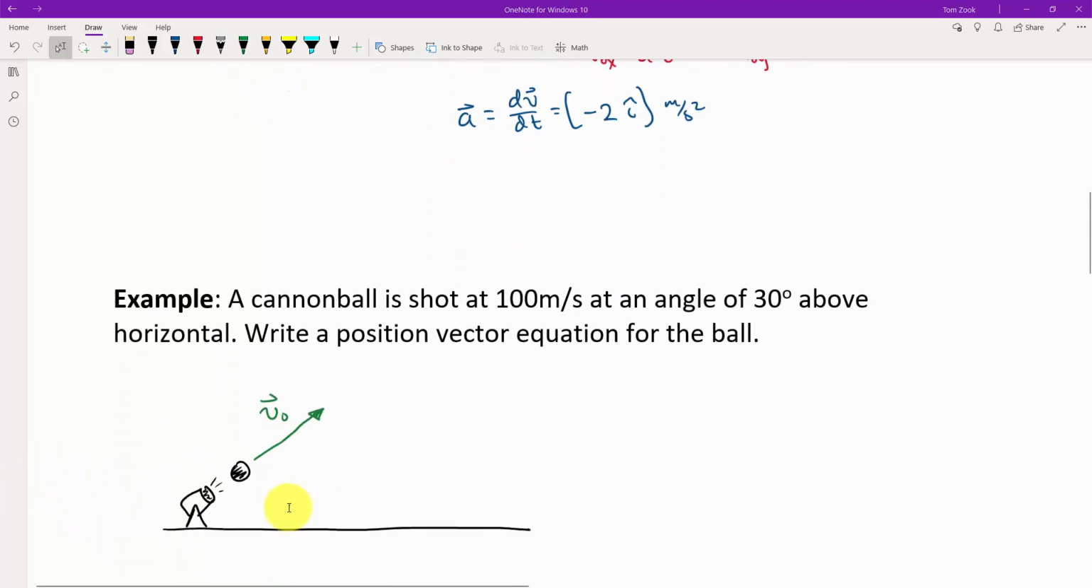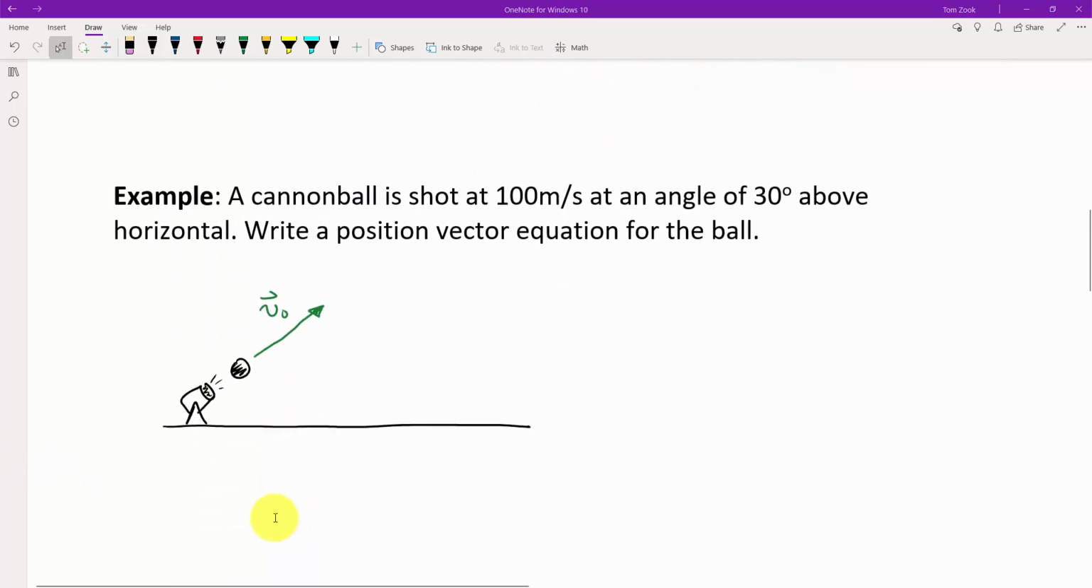So I have a sort of preview for projectile motion here, but the example is a cannonball is shot at 100 meters per second at an angle of 30 degrees above horizontal. Write a position vector equation for the cannonball. So for the cannonball, we have its initial velocity. We know that, and we know it's at 30 degrees above horizontal. And if we want to write an equation for it, we're looking for something like r is equal to something i plus something j. That's what we want. We need to know what goes into the i and the j.